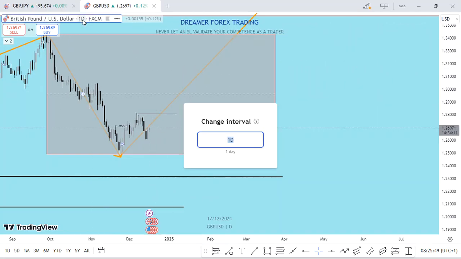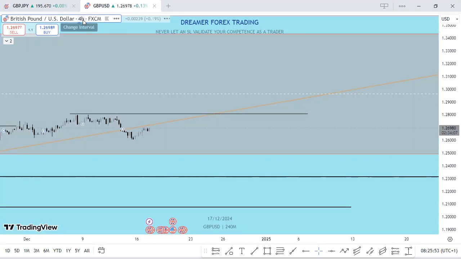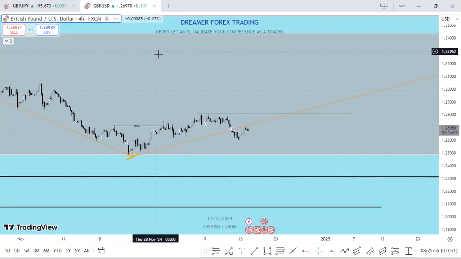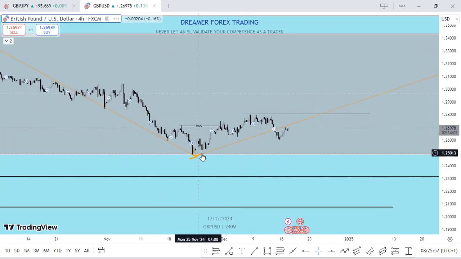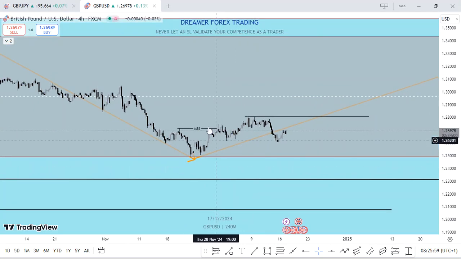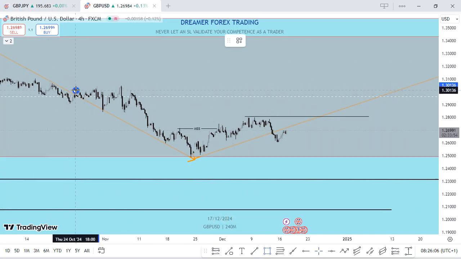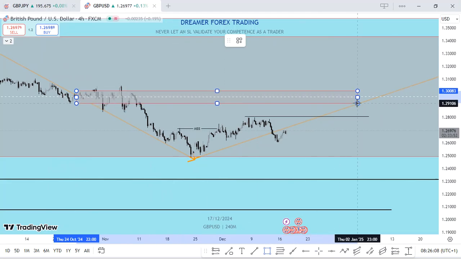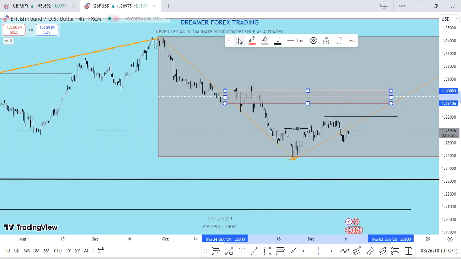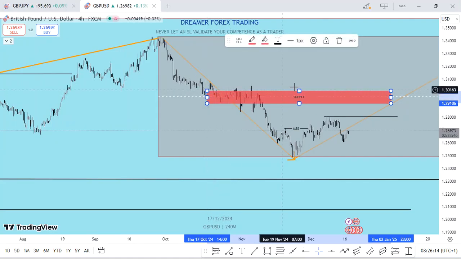So the next thing I need to do is to go down to my 4-hour time frame. Then this is where I would mark out my premium and discount levels and all of that. So sorry, my demand and supply. Okay, here I seem to have a very good supply region up here. Yeah, seem to have a very good supply up here.